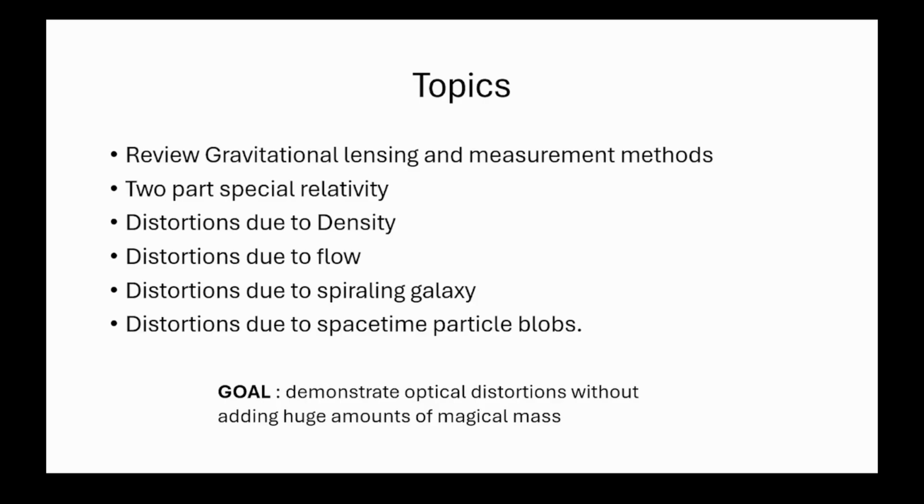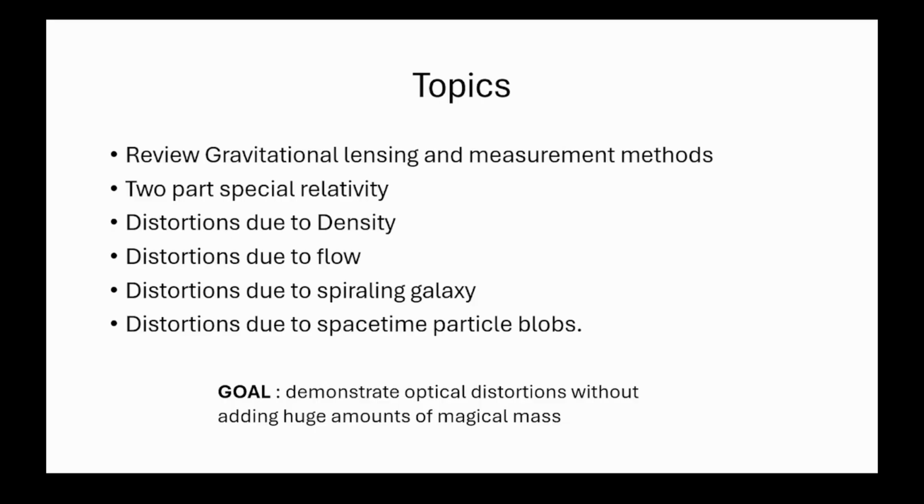Then we're going to look into what I'm calling a two-part special relativity. We'll explain what that is. We'll look into various different distortions due to spacetime particles, such as density, flow, a spiraling galaxy, and then what I'm calling spacetime particle blobs.